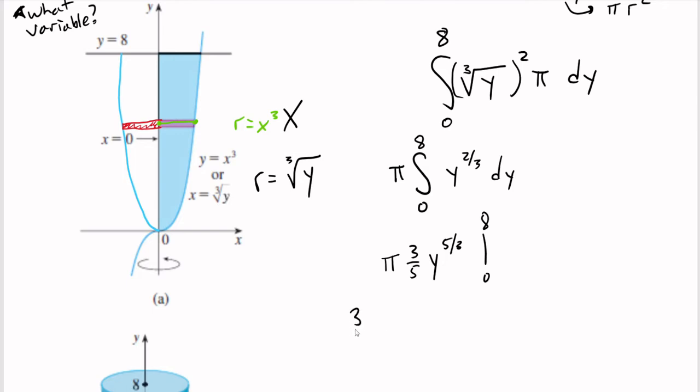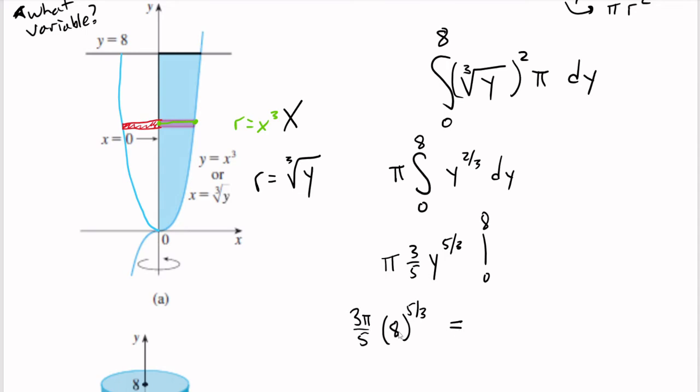All right, so that 3 pi over 5, we can take that out. Then we're going to plug 8 into this. So that's 8 to the 5/3. And then we're going to plug 0 in, but that's just going to be 0, so we can stop here.